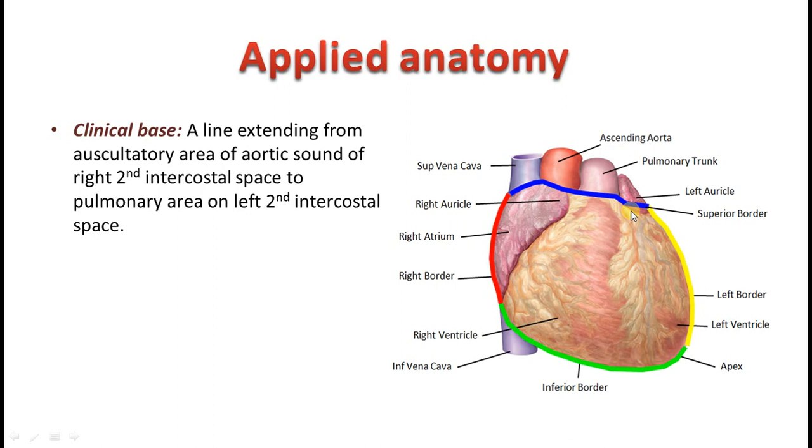It is that border which extends from the auscultatory area on the right second costochondral junction or intercostal space to the left second intercostal space, the auscultatory area for the pulmonary trunk, or the pulmonary area. If you connect these two auscultatory areas, that is the clinical base, corresponding to the superior border. The other borders, the right, inferior and left borders, are all differently colored for us to appreciate and understand.